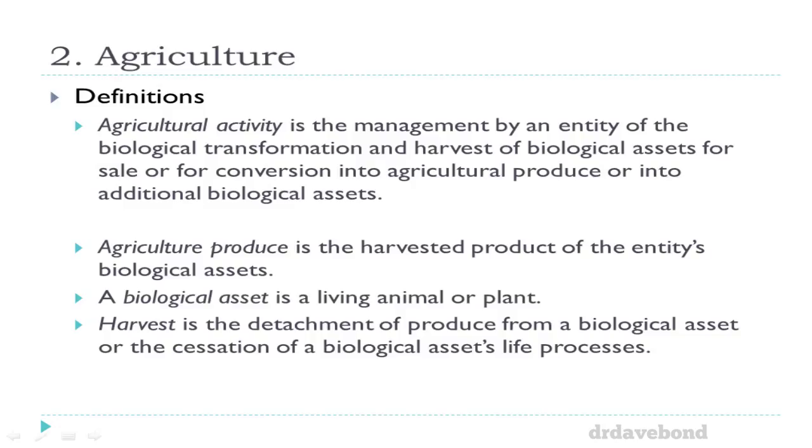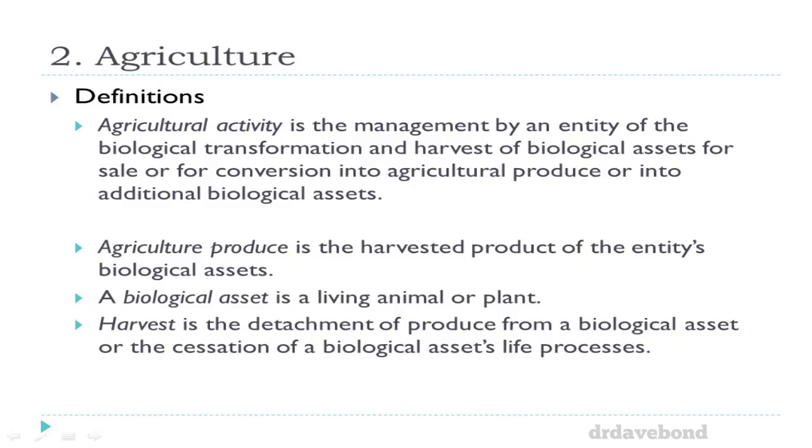Agricultural produce is the harvested product of the entity's biological assets. So long and short of that is basically the stuff which isn't alive. So it's wool, it's meat, milk, all those sort of things. Biological asset is a living animal or plant, so the sheep itself, the trees, that sort of thing.